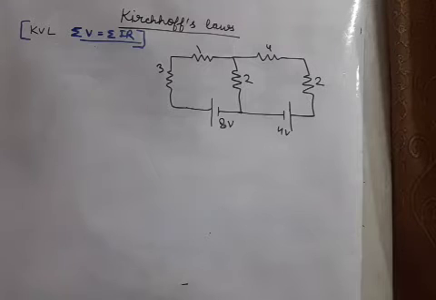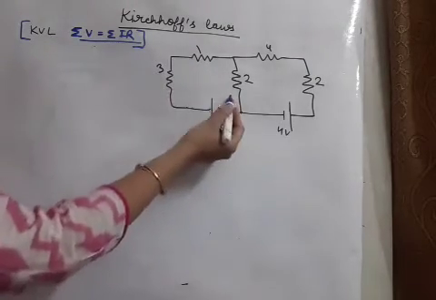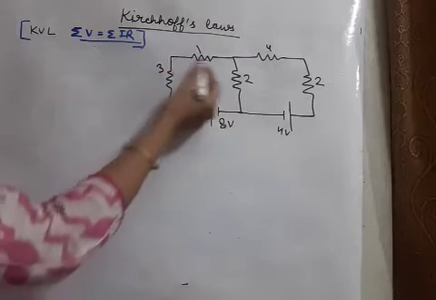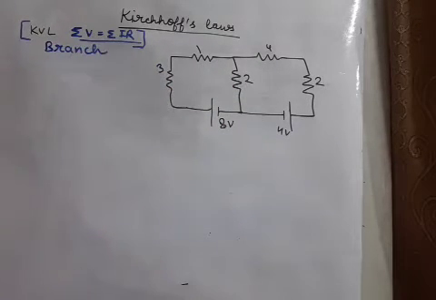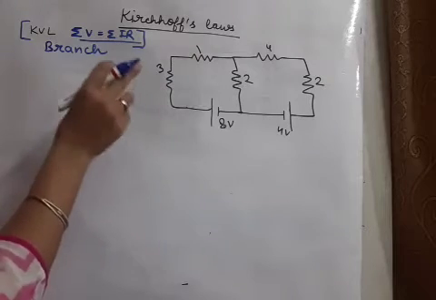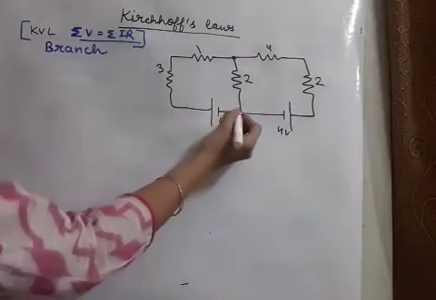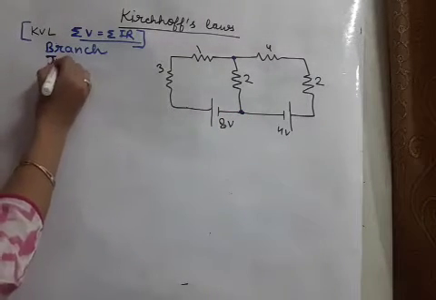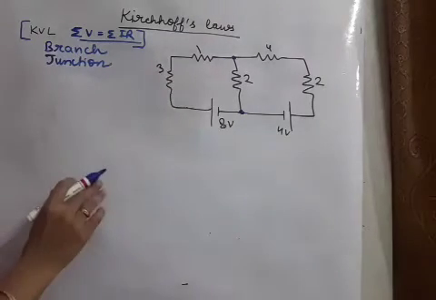Now first of all, I will explain some terms. First, each side in which either a resistance or a battery is connected is called a branch. Then, if a number of branches are meeting at a single point, that is called a junction. So if these branches meet here, this is a junction, and this is also a junction. So the second thing is the junction.